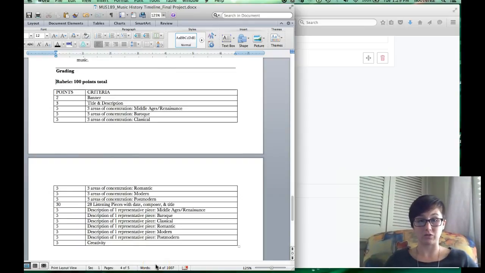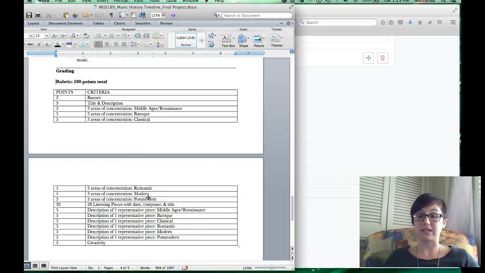It is out of 100 points. If you do not address one of these areas, you will not receive any points. And depending upon how well you address an area will determine how many points you get per area.